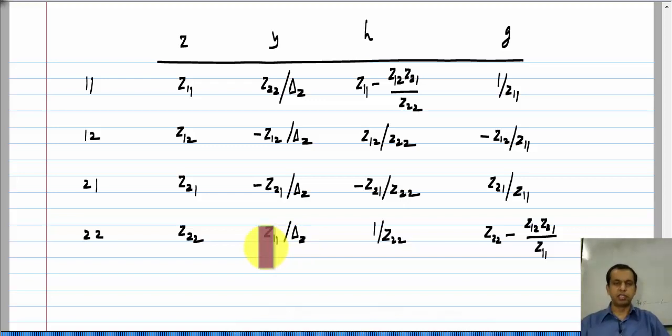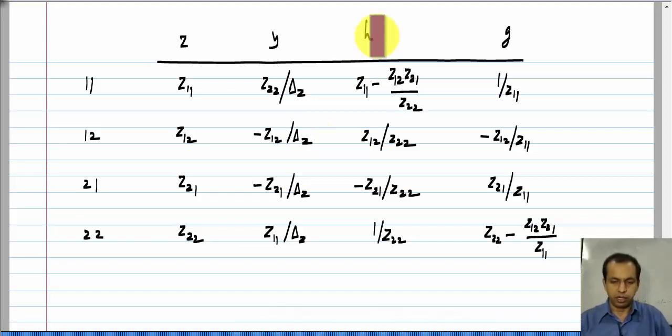Now, the point is, you can clearly see that if z12 equals z21, then y12 will also be equal to y21. Now, it is not that a circuit is reciprocal in z parameters, but not in y parameters or other parameters.